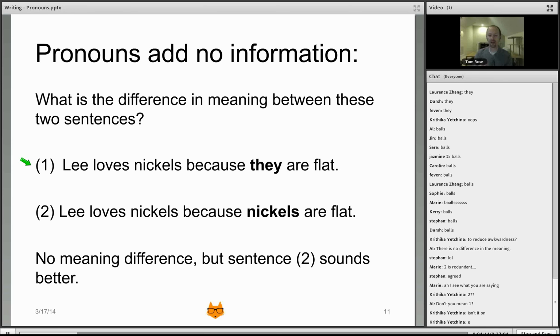There's something about the human ear which abhors repetition. So hearing that word nickels twice sounds bad to us. And so we prefer not to say it a second time. And so instead of saying it a second time, we swap in a pronoun, and the pronoun's entire job is just to be a placeholder and stand in for nickels. It's like a variable in math. Right? So once you've defined it, you can just refer back to it over and over and over again, and you don't have to say it again.